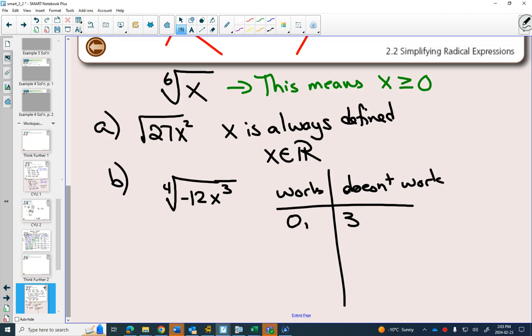Can you tell me another number? -1. If I do -1 cubed, -1 times -1 times -1 gives me -1. Times -12 gives me +12. -1 would fit into this category.